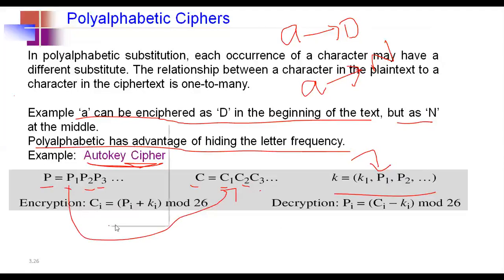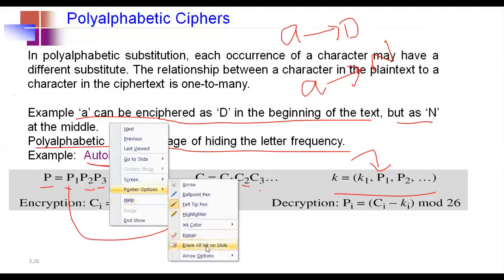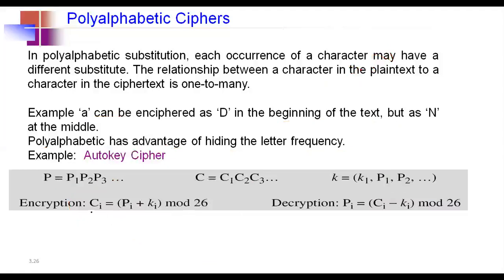So for example, this is the encryption. CI, where I means first character, second character, third character. So the CI character is equal to the PI character plus KI, mod 26. That means for converting each and every character, I am using a separate key value. At the time of decryption also, we subtract this KI value from each character in the ciphertext, CI.